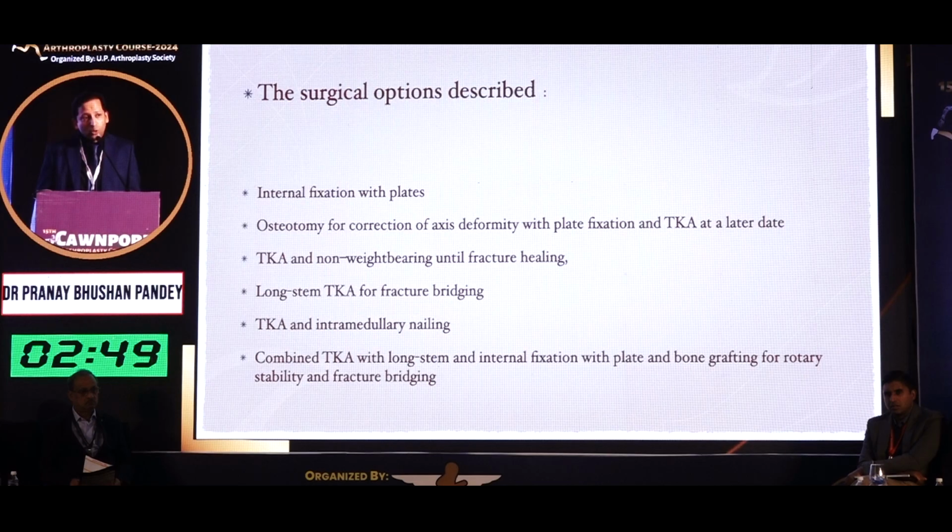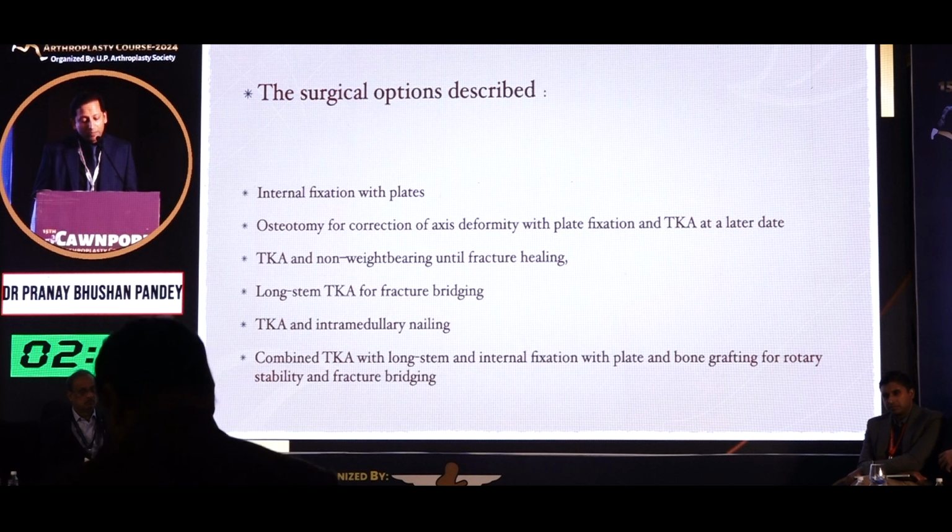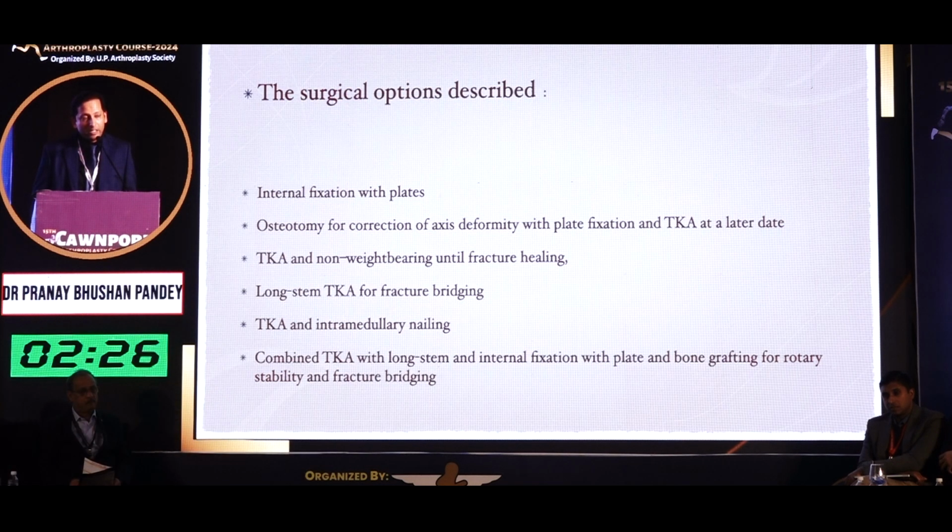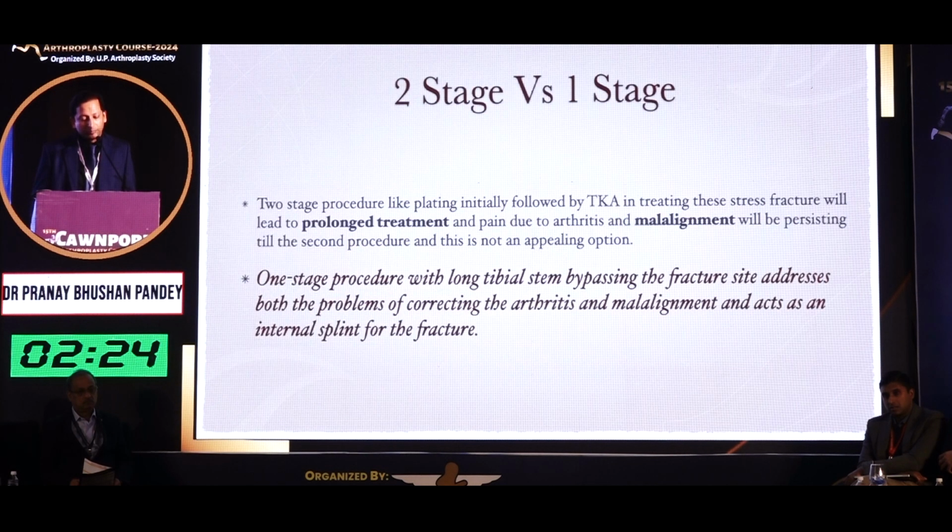And then there is a two-stage technique in which you do an osteotomy for correction of the axis deformity with plate fixation, and then a TKR at a later stage. Or you do a TKR and non-weight bearing until fracture healing, which is not mostly used. Then there are long stem TKR with fracture bridging, long stem TKR with an intramedullary nailing, and combined long stem TKR with an internal fixation, especially in cases where rotatory stability and fracture bridging is the main concern.